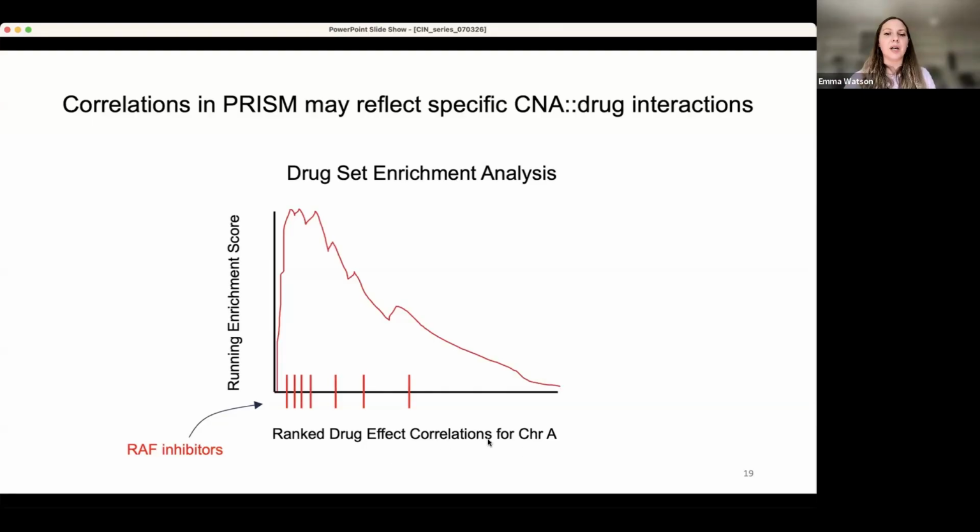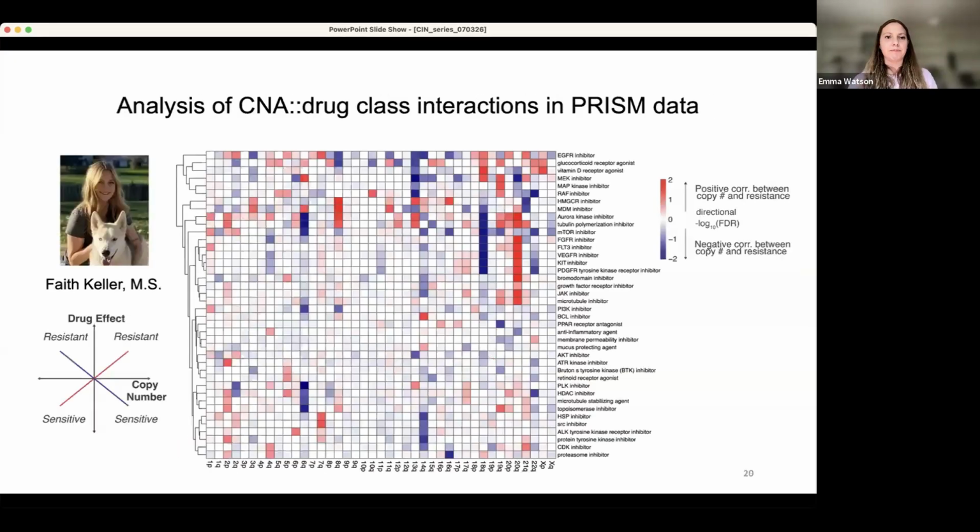You have each of them correlating strongly with chromosome A copy. And so if you rank all the drug effects for their correlations to chromosome A, you see that the RAF inhibitors are all piled up on one side of that ranking. And so for every chromosomal arm, we perform this analysis across all drugs and drug sets. And this is what that analysis looks like.